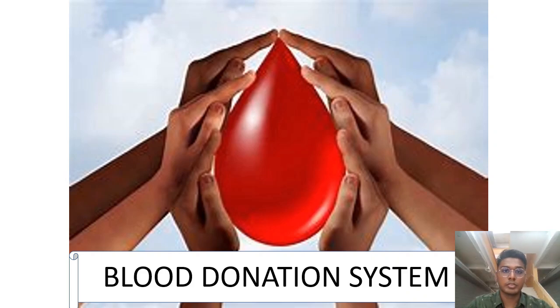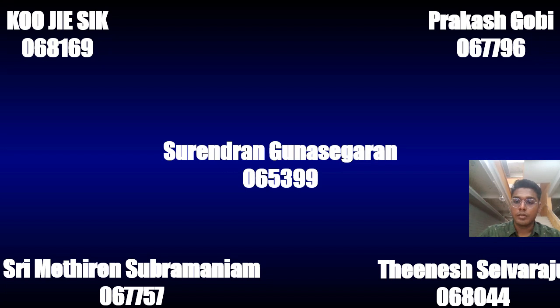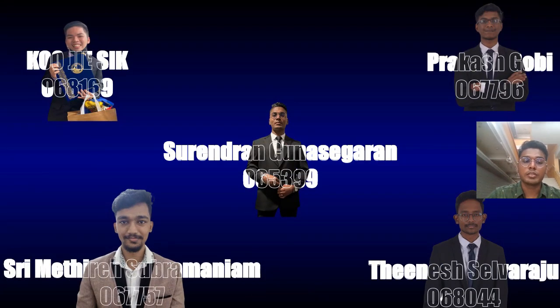For the subject requirements, engineering and software design, we chose a blood donation system. Let me explain about the group members. There are 5 group members in my team. First, myself, Surendra Gunasekar, and my team members are Pujisik, Prakash Gopi, Srimathin Subramaniam, and Dinesh Selvaraju.